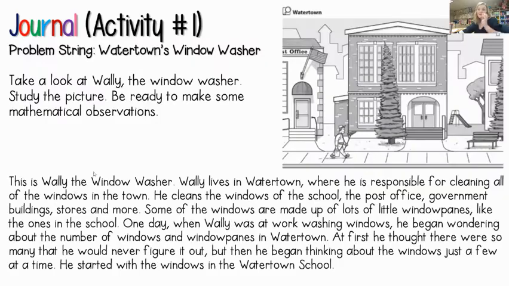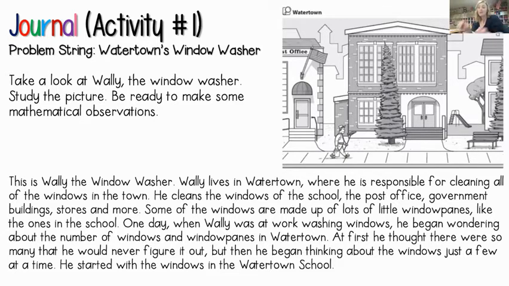All right, so when we look at our first one, this is Watertown's window washer. So we're going to be doing a problem string today in today's video. So this is Wally, the window washer. Wally lives in Watertown, where he is responsible for cleaning all of the windows in the town. He cleans the windows of the school, the post office, the government buildings, stores, and more. Some of the windows are made up of lots of little window panes, like the ones in the school.